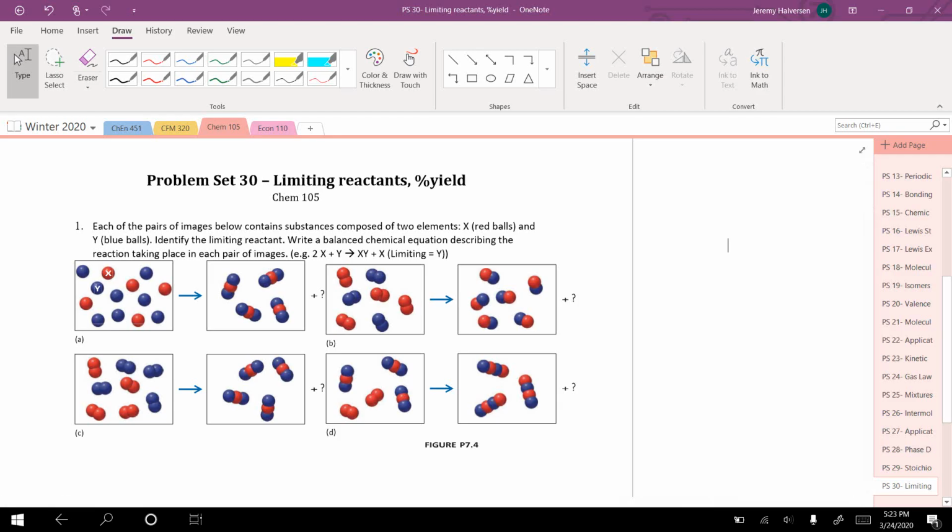So first off, each of the pairs of images below contains substances composed of two elements, X and Y. Identify the limiting reactant, and write the balanced chemical equation describing the reaction taking place in each pair of images.